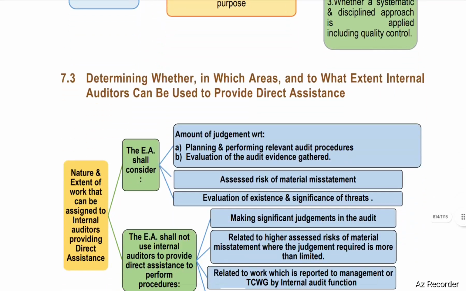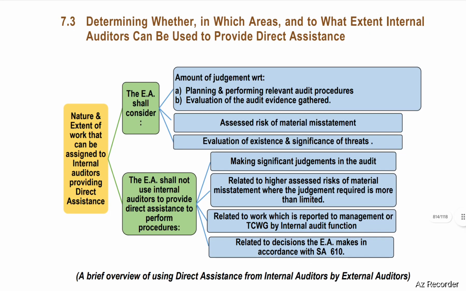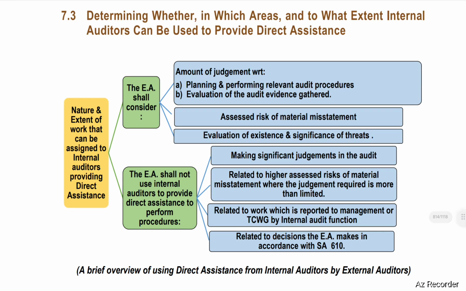Next, determining whether, in which areas, and to what extent internal auditors can be used to provide direct assistance. Nature and extent of work that can be assigned to internal auditors providing direct assistance. The external auditor shall consider the amount of judgment with respect to planning and performing relevant audit procedures, evaluation of audit evidence gathered, assessing risks of material misstatements, and evaluation of the existence and significance of threats.